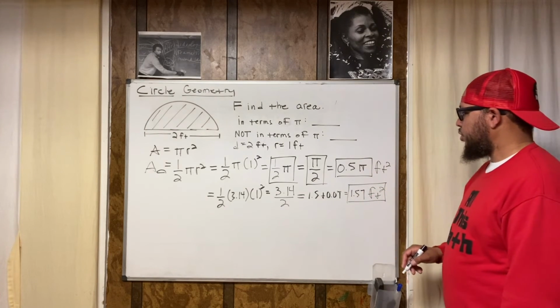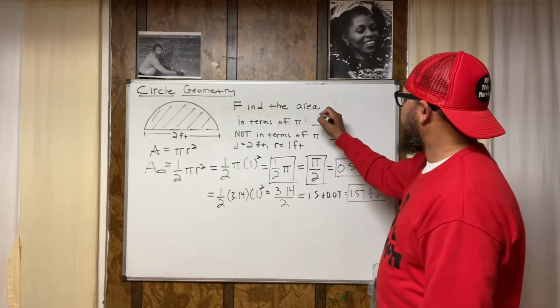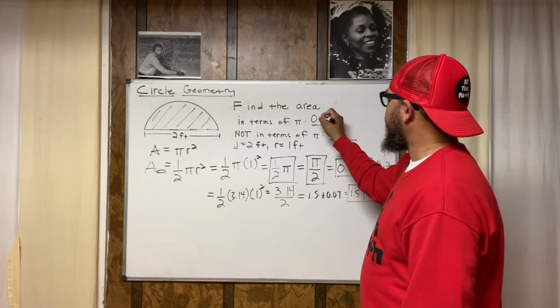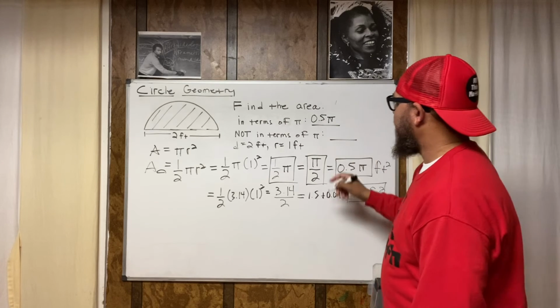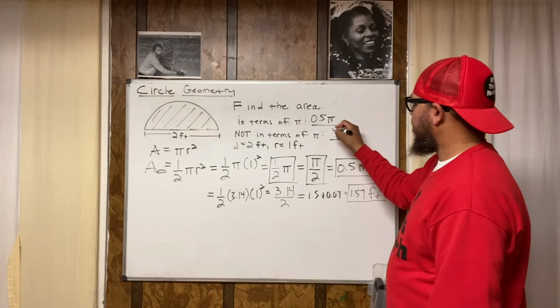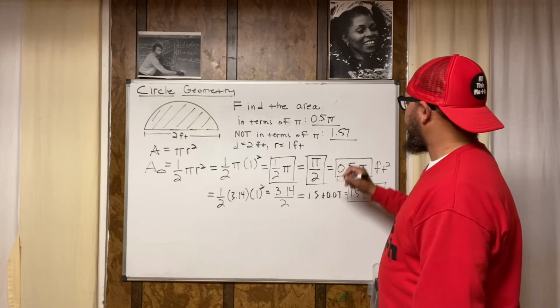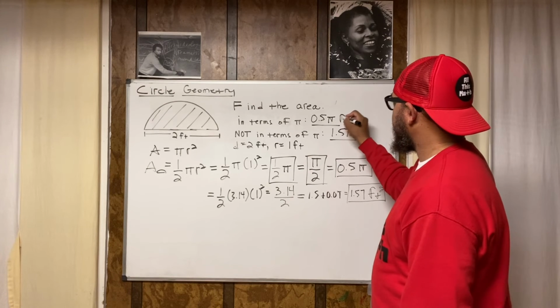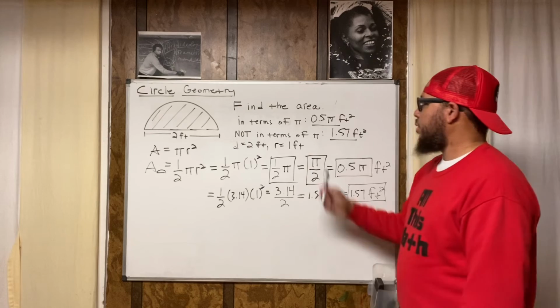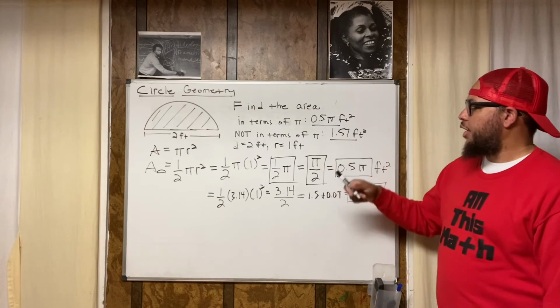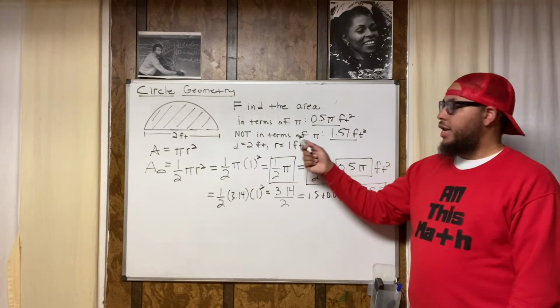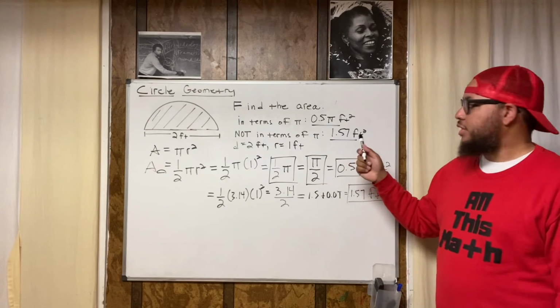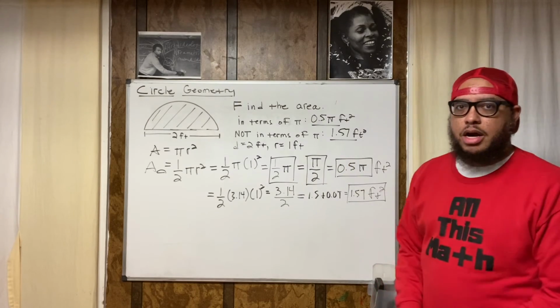All right. So I'm going to say in terms of pi, 0.5 pi, and not in terms of pi, 1.57. I forgot my units again. All right, here we go. 0.5 pi feet squared, or square feet, and not in terms of pi, 1.57 square feet.